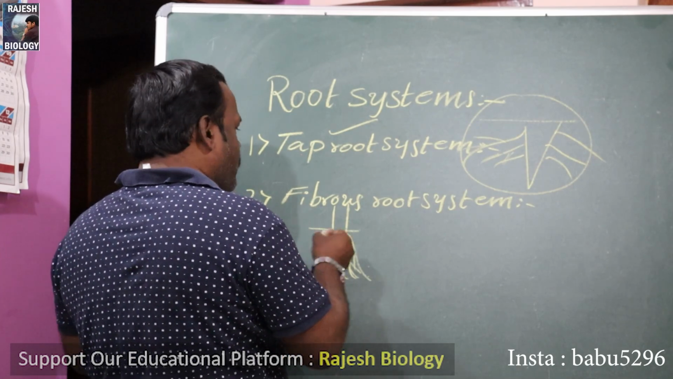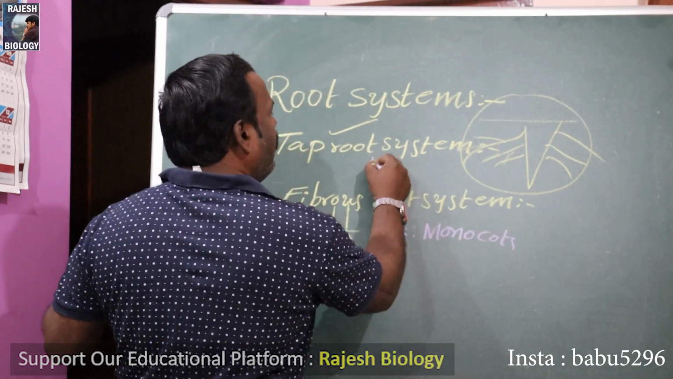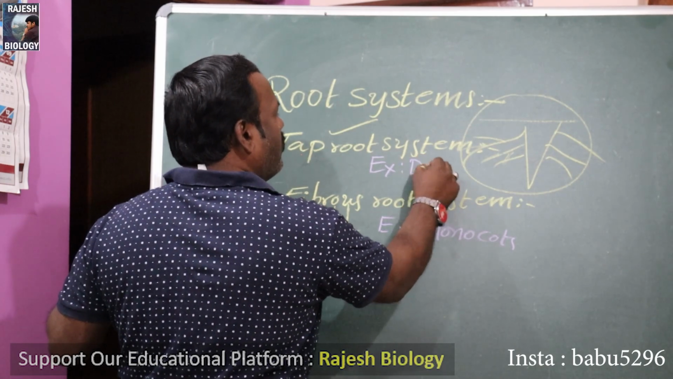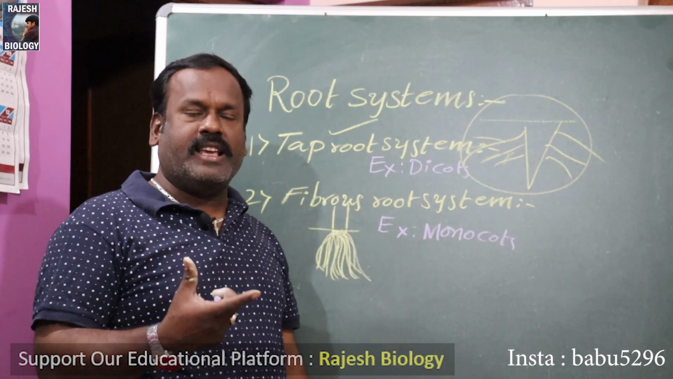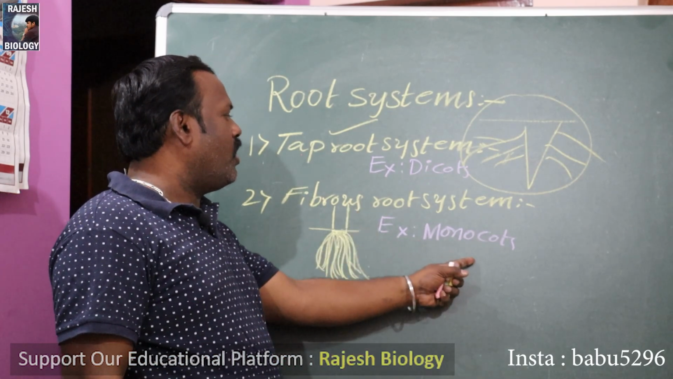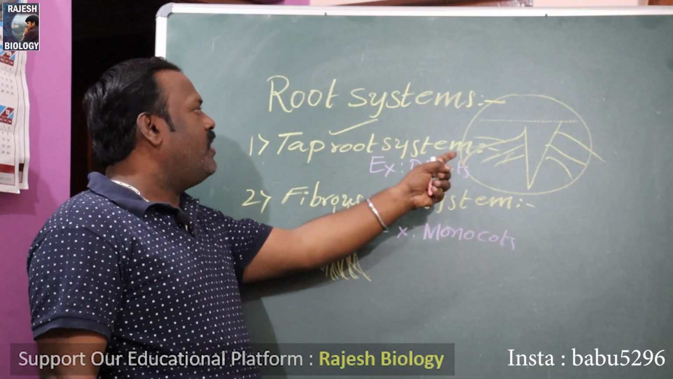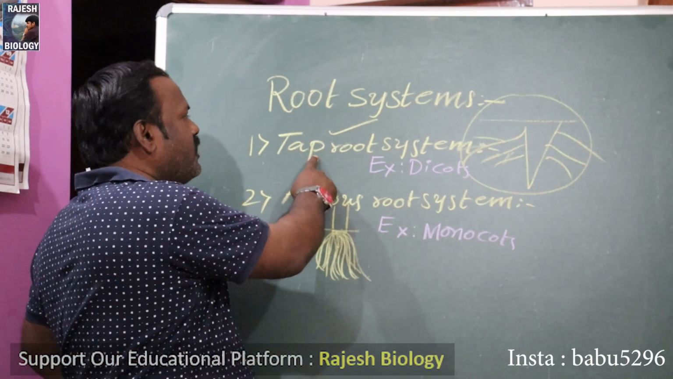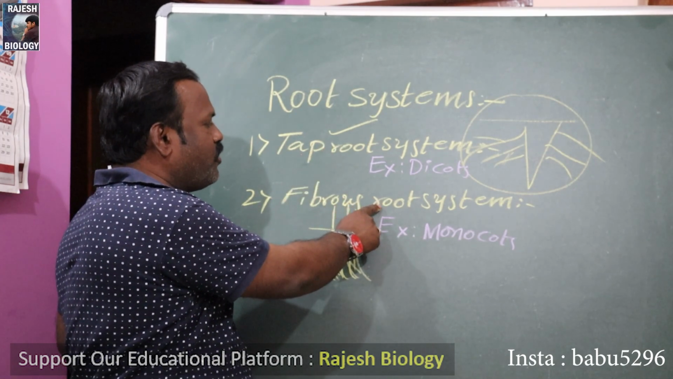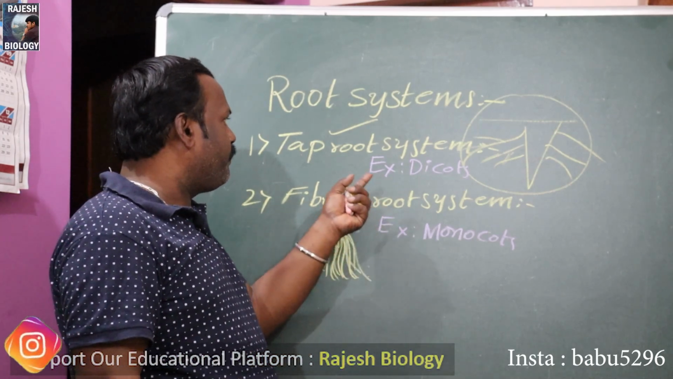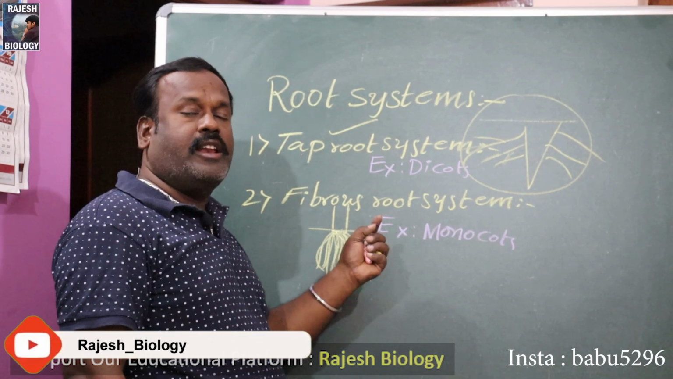Fibrous root system, for example, is found in monocots, and the tap root system in dicots. In monocots like maize, rice, sugarcane, the fibrous root system is there. What is the difference between tap and fibrous? In dicotyledons we see the tap root system, and in monocots the fibrous root system. In a tap root system the radicle is permanent; in a fibrous root system the radicle is short-lived.